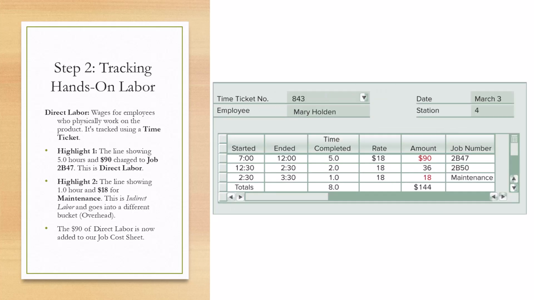Next up is direct labor. These are the wages for employees who physically work on the product. This time is tracked using an employee time ticket. Let's look at the time ticket for Mary Holden. It's important to see how costs are separated.